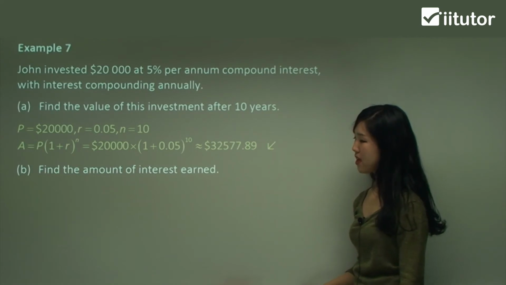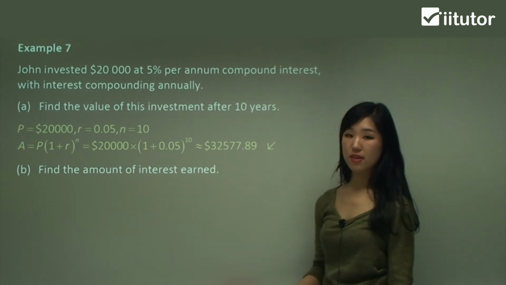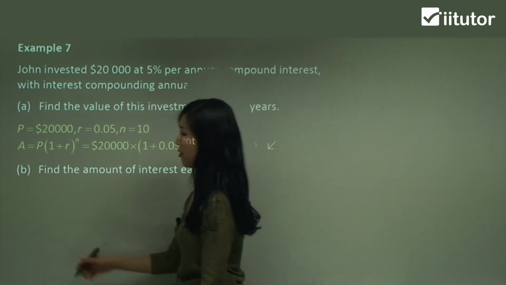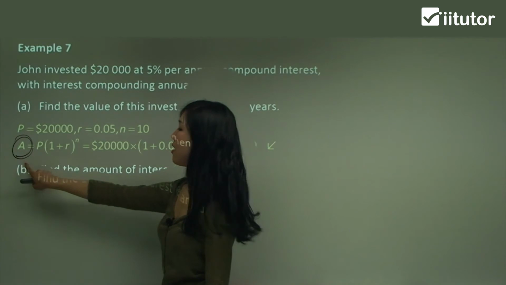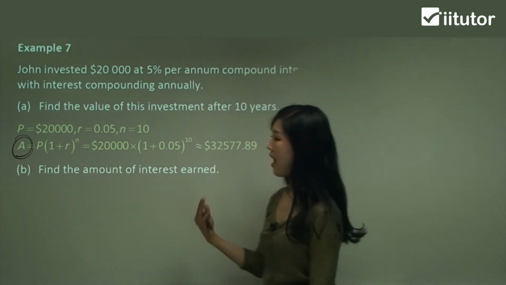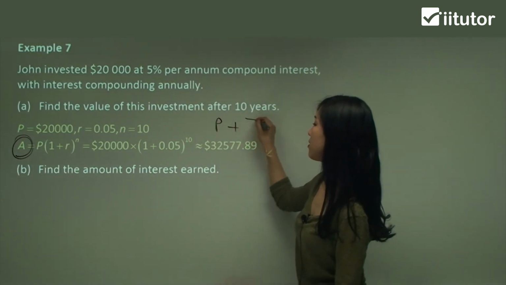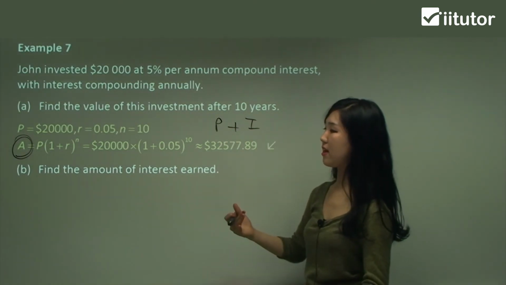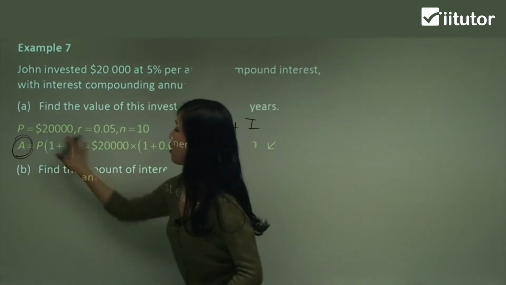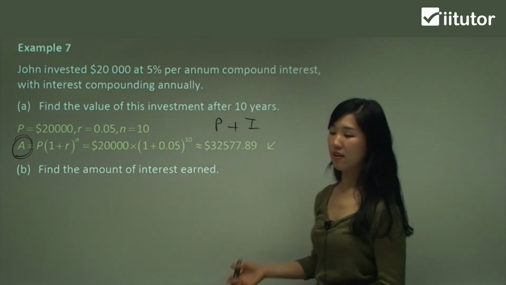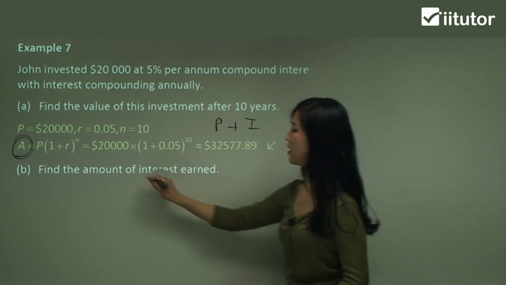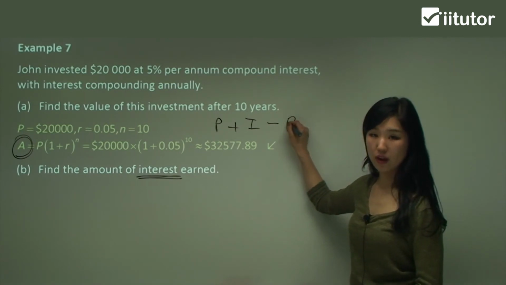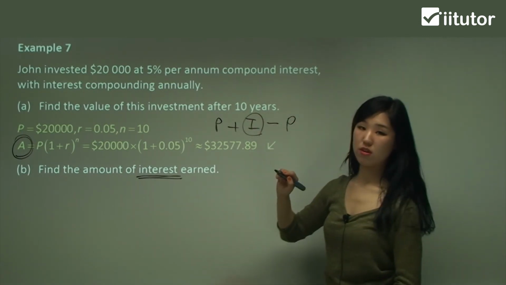Part B, find the amount of interest earned. So guys, as you already know, I'm just going to keep stressing this to you. What is A? A is principal plus the interest that we've calculated. Principal plus interest is calculated as an outcome of this formula. So if you want to find just the interest earned, we should subtract the principal, don't we? To get just the interest.